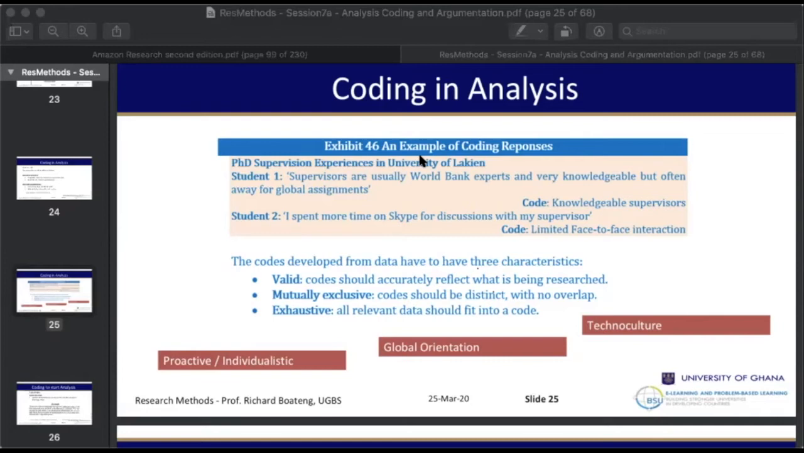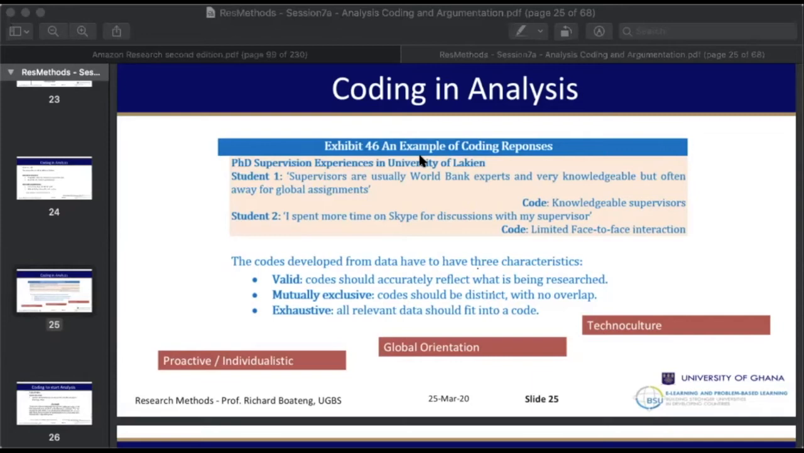Now, in this particular scenario, what do you see the author stating? What you see the author stating is the fact that he's emphasizing knowledgeable supervisors. He said they are World Bank experts. So the concept about experts there, and then the concept there's also very knowledgeable. So he has only coded that part. He didn't code the fact that they are away for global assignments. At the first level, he just coded knowledgeable supervisor. Okay.